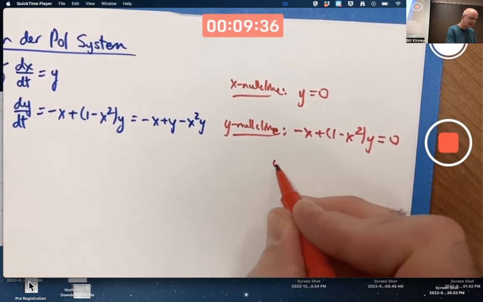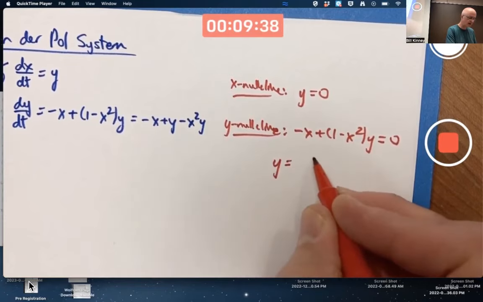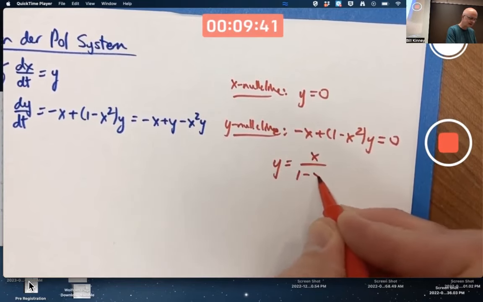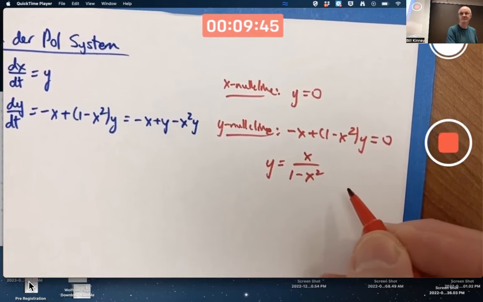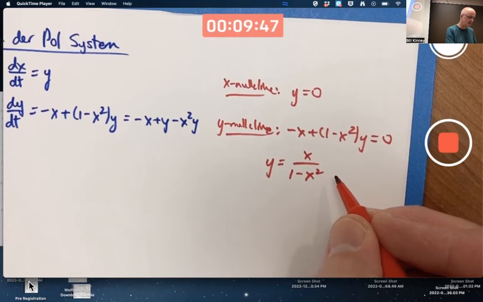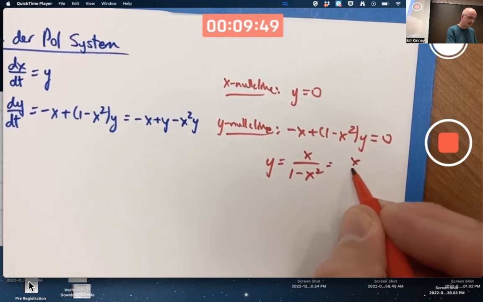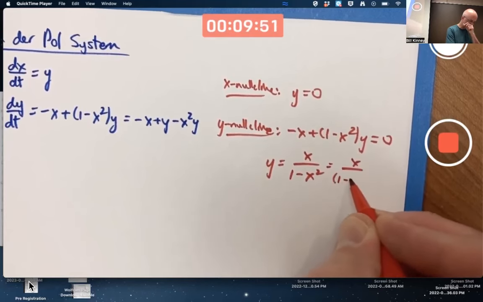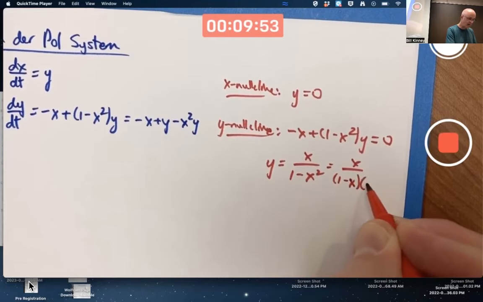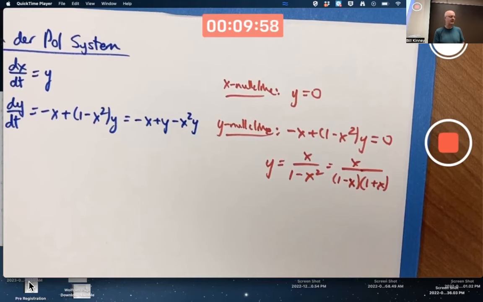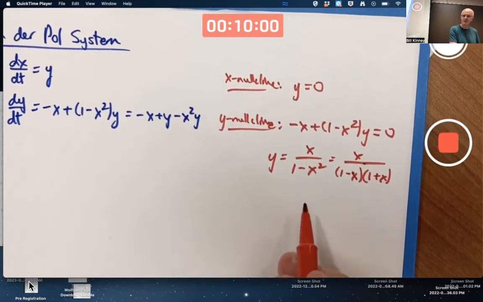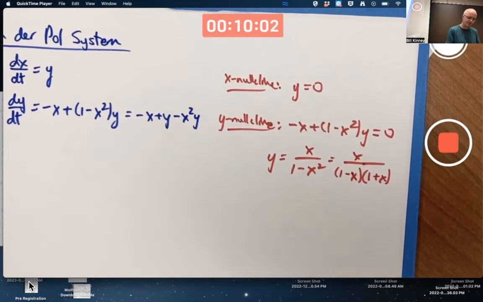Add x to both sides, then divide both sides by 1 minus x squared. y equals x over 1 minus x squared is a function, really, whose graph is the y null line in this case. It does have vertical asymptotes at 1 and -1, which you can see by factoring the bottom. So graphing this is a calculus problem.